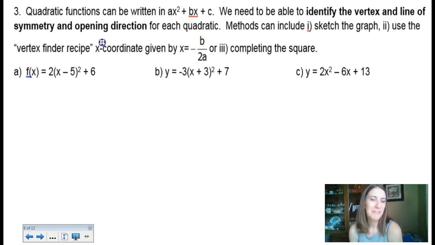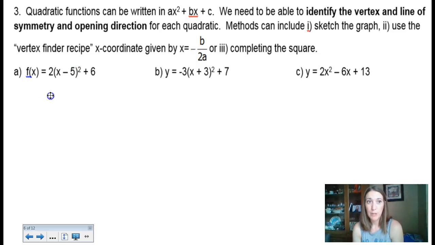Now, we should be able to identify the vertex, the line of symmetry, and whether it's opening up or down. And a few different methods: sketch, use the negative b over 2a formula, or complete the square. So that's quiet enough. Thank you. So what they want us to do is to answer all those questions.